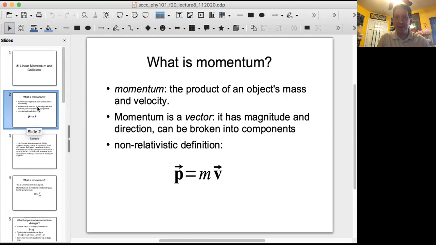So it's equal to a scalar multiplied by a vector. So what that means is the momentum has the same direction as the velocity vector, but you're multiplying the velocity by the mass to get the momentum. It's similar to the relationship between force and acceleration. The force vector and the acceleration vector point in exactly the same direction, and you get force by multiplying the acceleration vector by the mass.